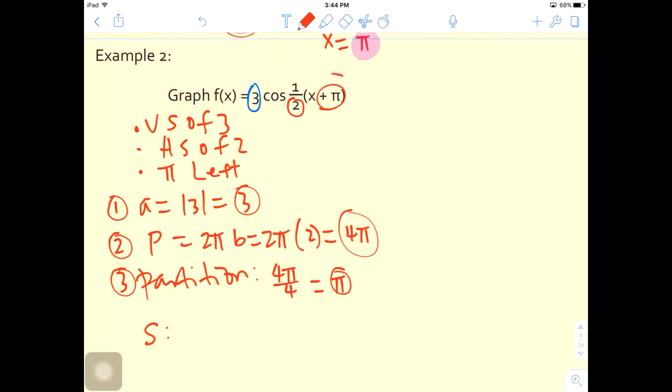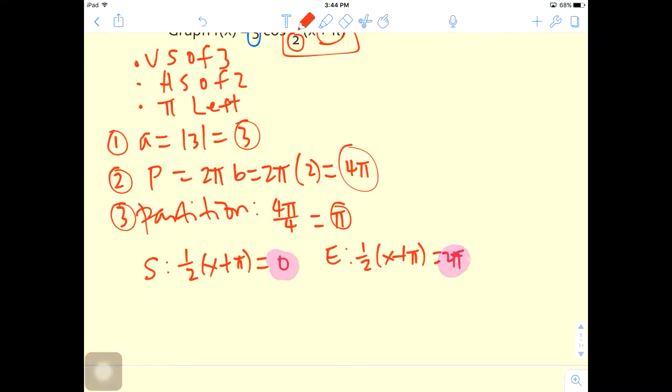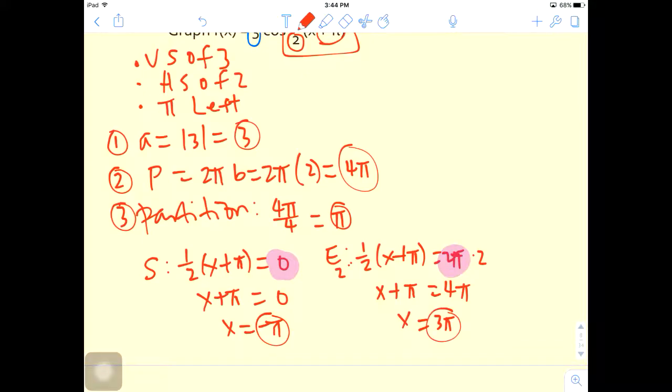Now we need to know where we start lining up. So here we got this whole thing. We're going to set it equal to 0. And where does it end? We're going to set the whole thing equal to 2 pi. Remember, the new original is starting at 0 and ending at 2 pi. So we're going to set that equal. And so to solve for it, times 2 on both sides, I have x plus pi equals 0 and x equals negative pi. And then same thing here, we have times 2 is going to give me x plus pi equals 4 pi. Subtract pi, I have x equals 3 pi. So I'm going from negative pi to 3 pi.